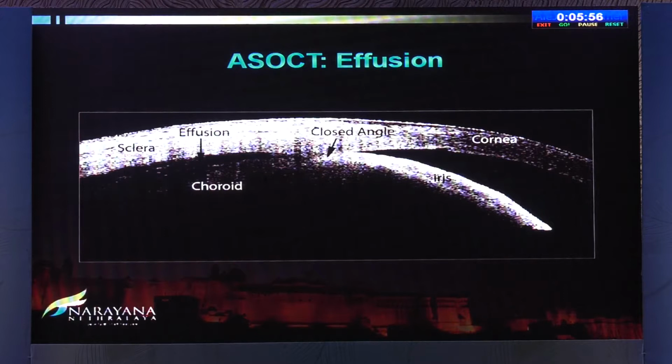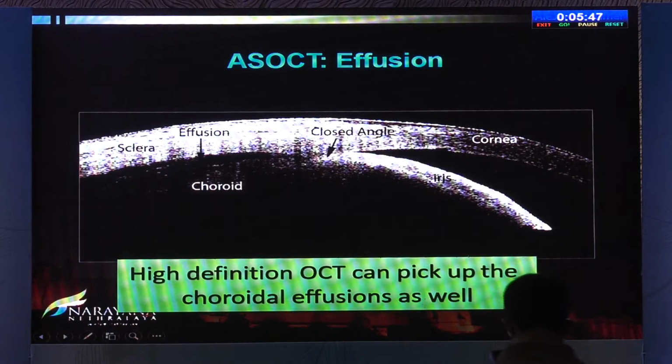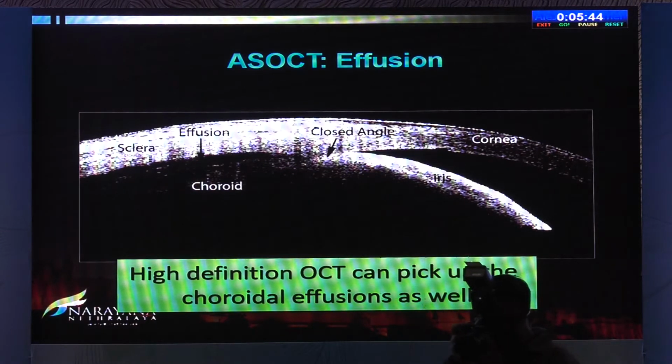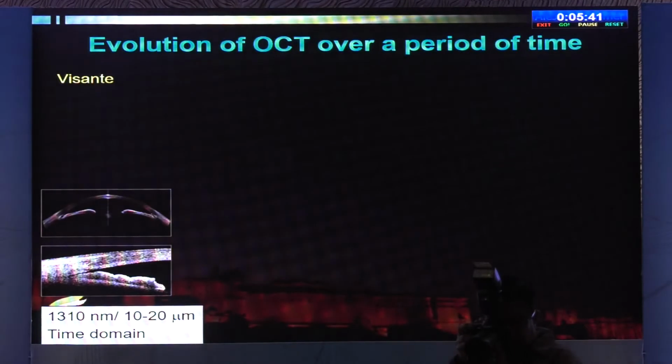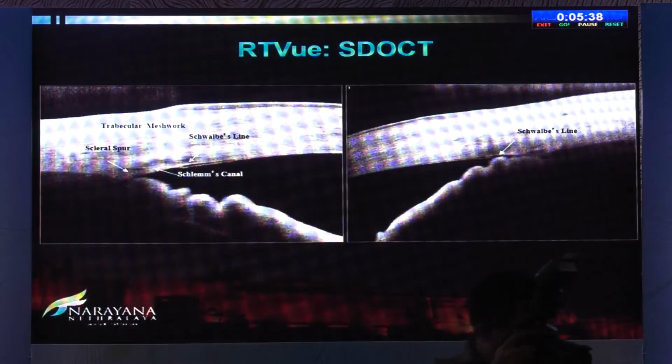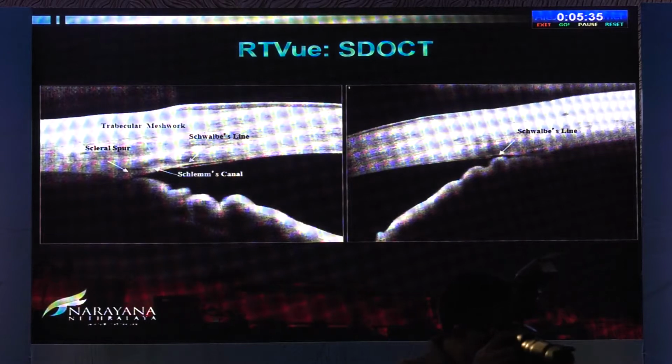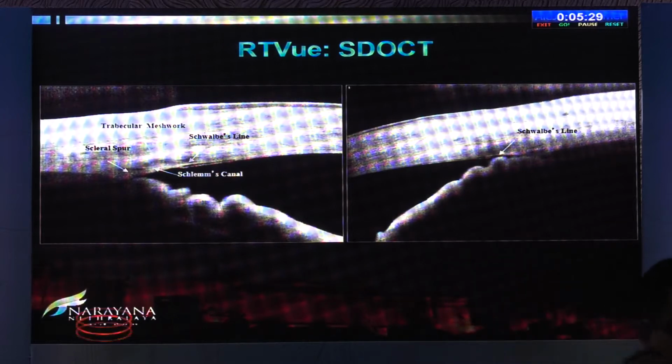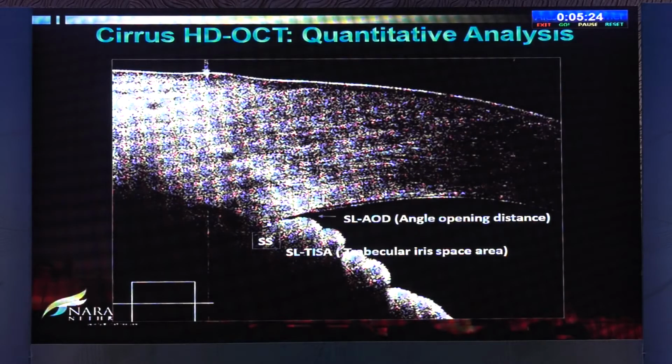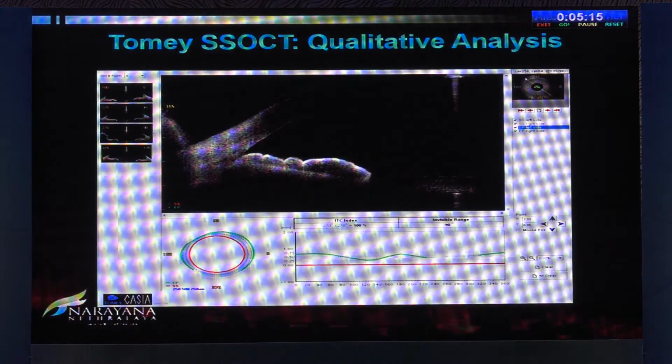Anyway, those things we have seen pre-PI and post-PI, how the ASOCT angle shows an opening. Some of the high definition OCTs can even pick up the choroidal effusion or suprachoroidal effusions, as you see in topiramate-induced or drug-induced angle closure. The evolution of OCT has been explained earlier, so I'll just emphasize that identification of the scleral spur becomes an important landmark whenever we are doing anterior segment imaging or ASOCT, because most of our measurements are dependent upon the localization of the scleral spur and then the Schwalbe's line. So there are certain quantitative analyses that can be done using these landmarks.